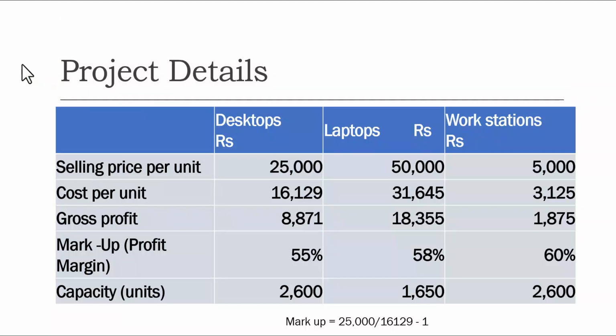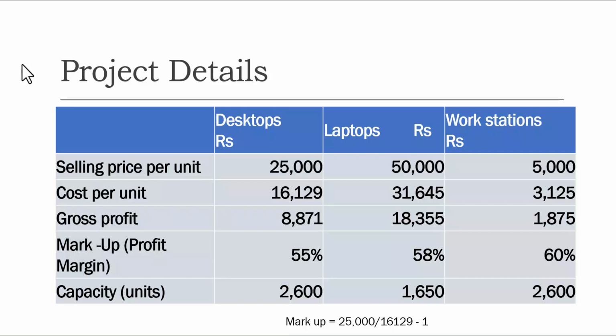As you start your business, you've decided the selling price of your product, okay? So desktops, you're going to sell at 25,000 rupees, laptops, 50,000, and workstations, 5,000, okay? Cost per unit, I have also given details of the cost. Of course, you may not require it, but when you do business, you require it, okay? Fine. So 16,000 rupees will be the cost of a desktop, and some 31,000 will be the cost of the laptop, manufacturing cost, okay?